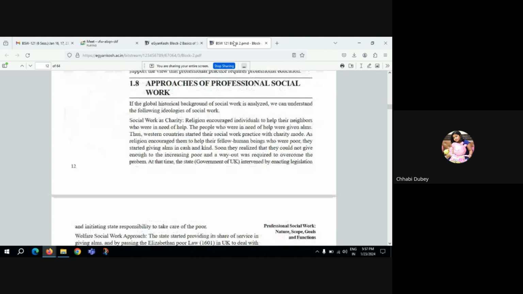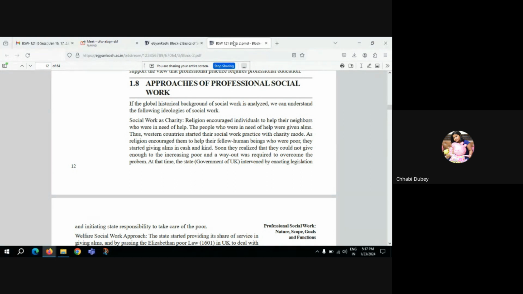Now we come to the various approaches of professional social work. Now, there are different ideologies of social work because these exist globally. So, social work exists in different forms in different parts of the world. Historically, different ideologies have been formed related to social work, and we will understand these ideologies. So, first is the ideology or the approach of charity as social work.